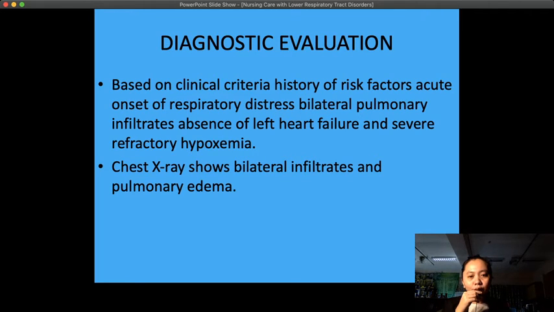Okay? So, diagnostic evaluation is based on clinical criteria: history of risk factors, acute onset of respiratory distress, bilateral pulmonary infiltrates, absence of left heart failure, and severe refractory hypoxemia. So, chest x-ray shows bilateral infiltrates and pulmonary edema.